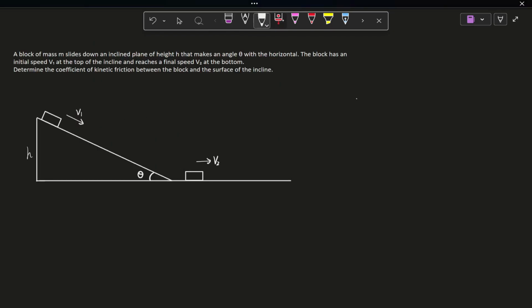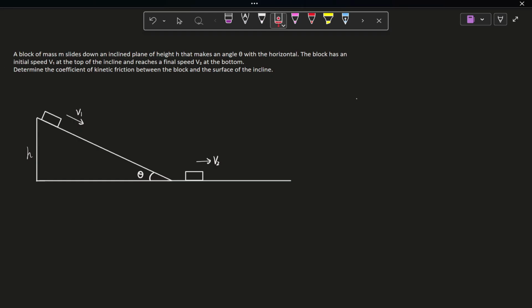A block of mass m slides down an inclined plane of height h that makes an angle theta with a horizontal. The block has an initial speed v1 at the top of the incline and reaches the final speed v2 at the bottom. Determine the coefficient of friction between the block and the surface of the incline. So for this type of conservation of energy question, the first thing you need to do is write down the equation of the conservation of energy.